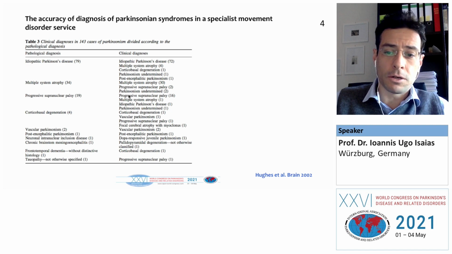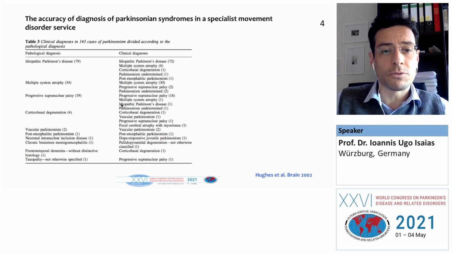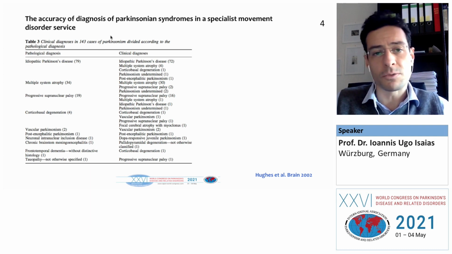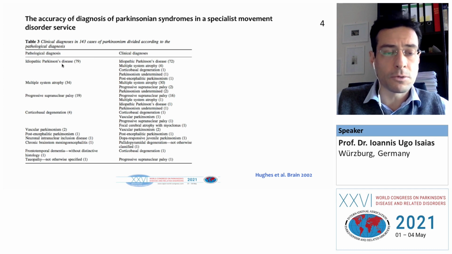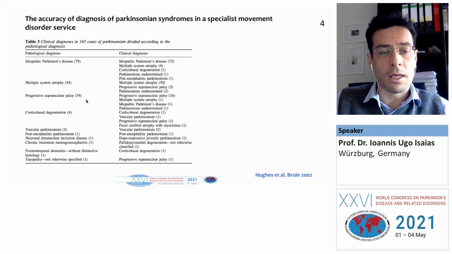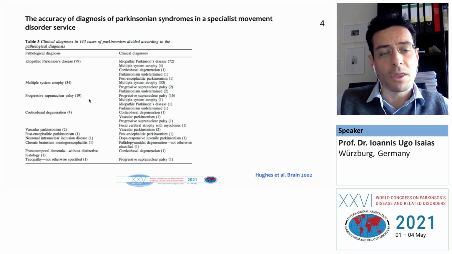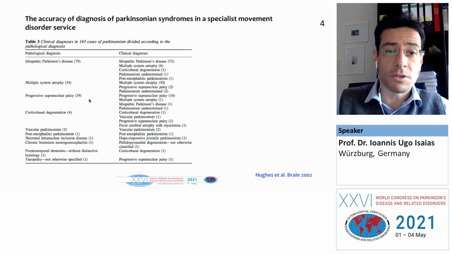I'm showing you here a very interesting study by the group of Hughes and his colleagues, where they evaluated 143 cases of patients with Parkinsonism, and they compared the anatomopathological findings, the post-mortem diagnosis here on the left, and the clinical diagnosis. And as you can see, there was quite a mismatch between the two. And this was performed in a specialist Movement Disorder Service, a Movement Disorder Center.